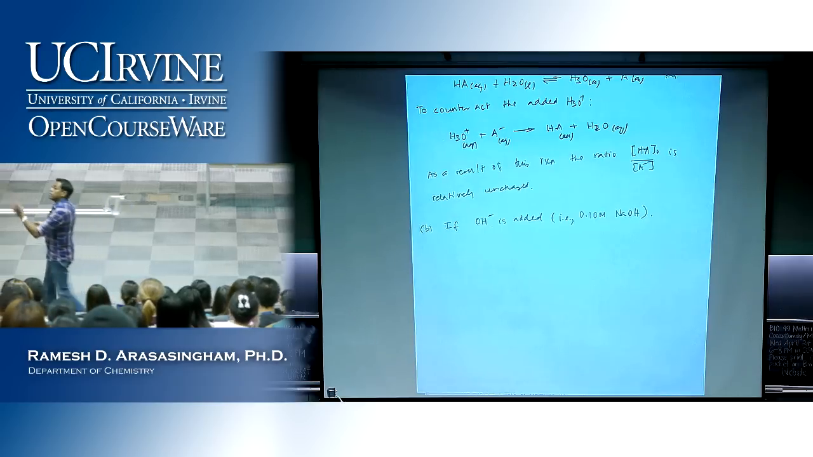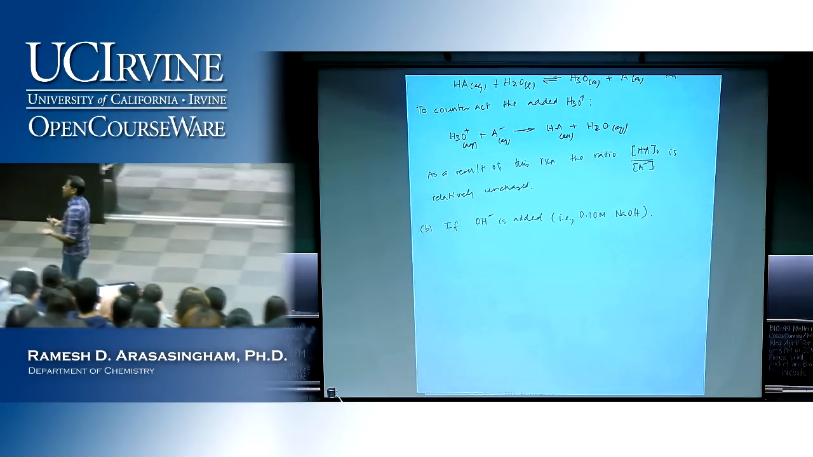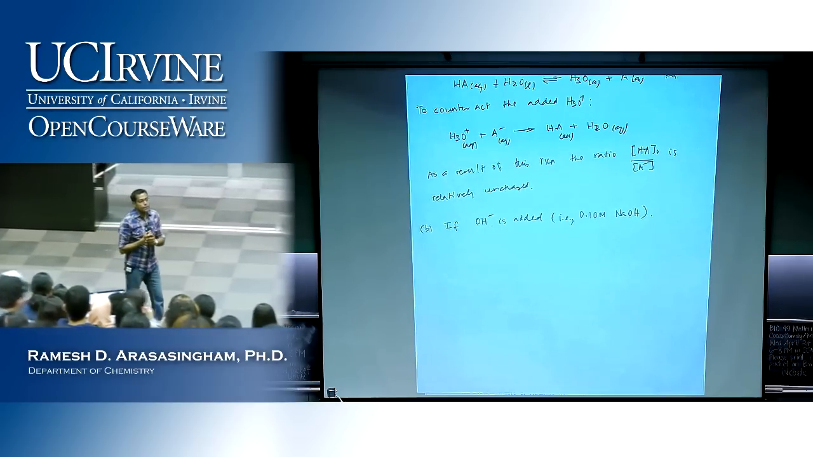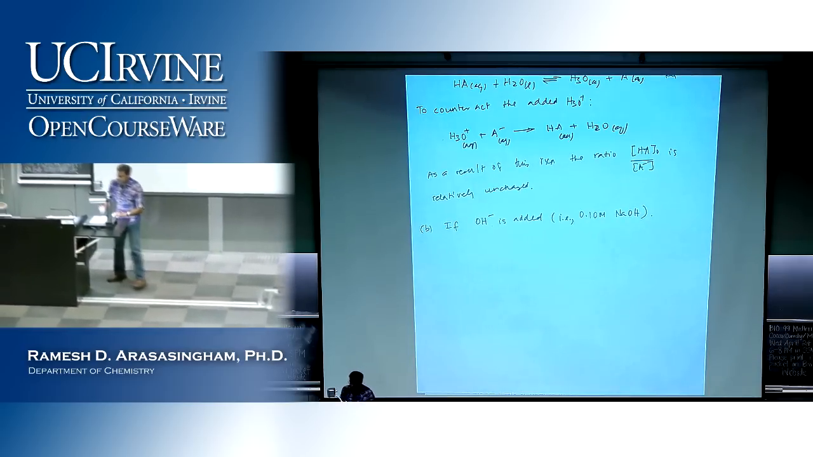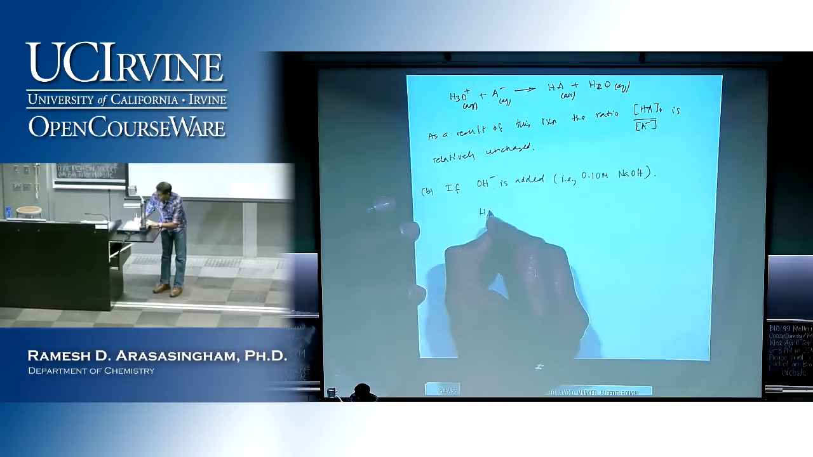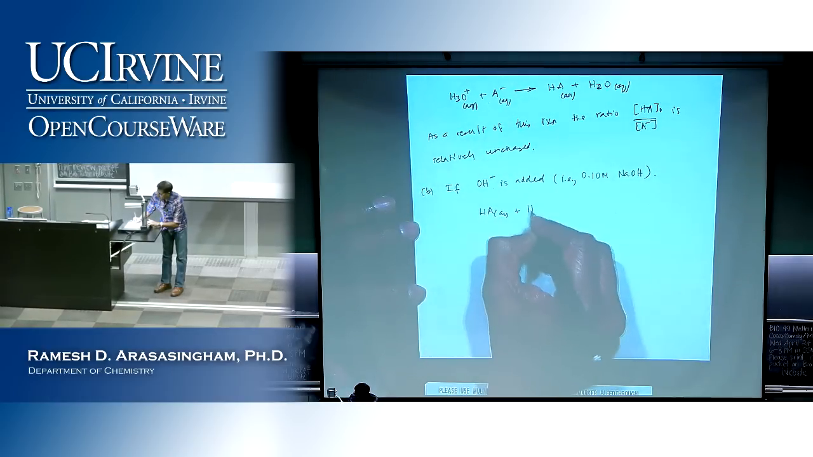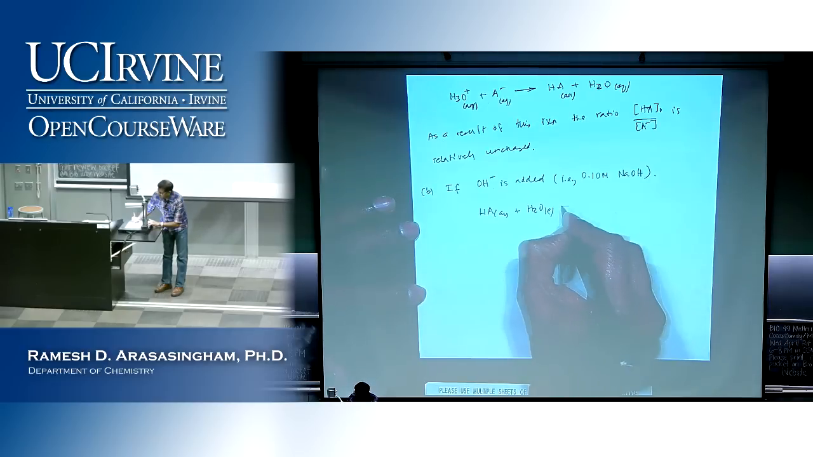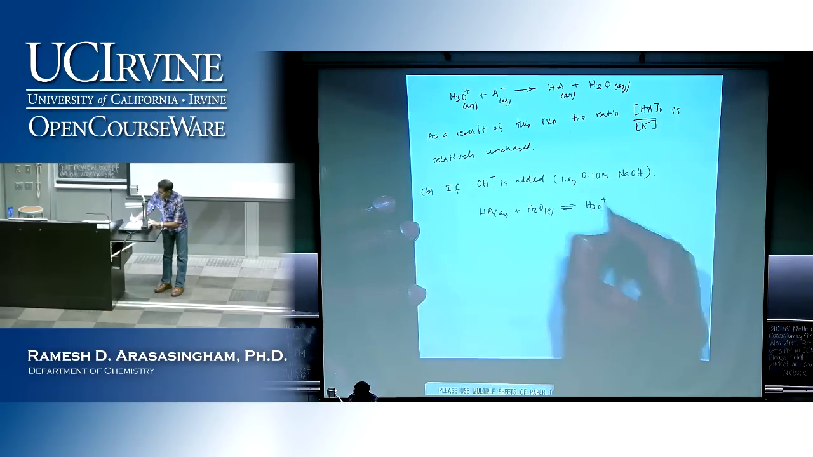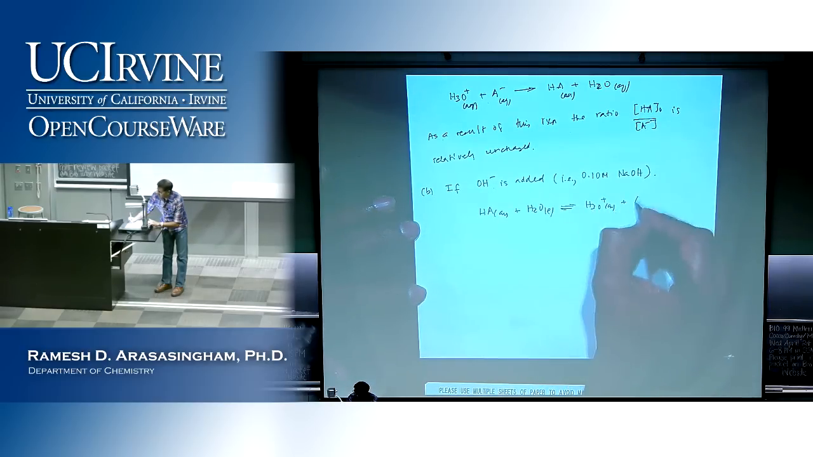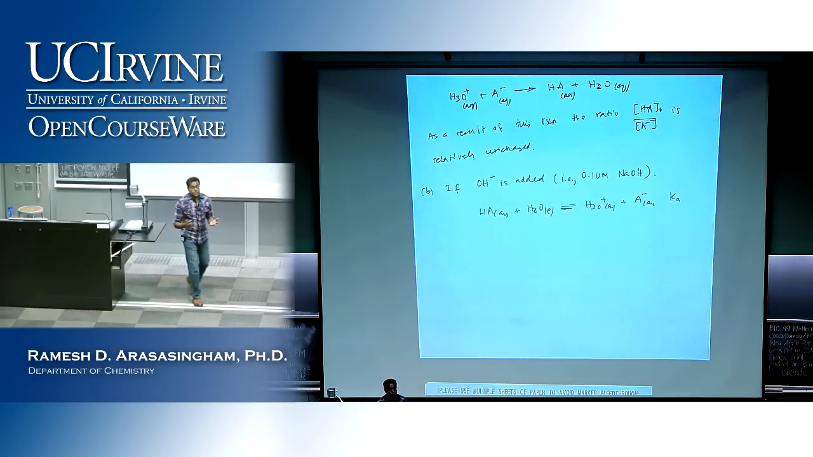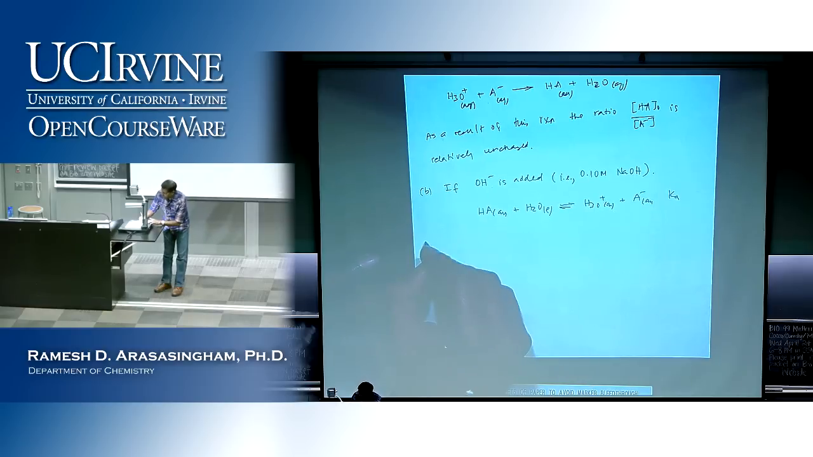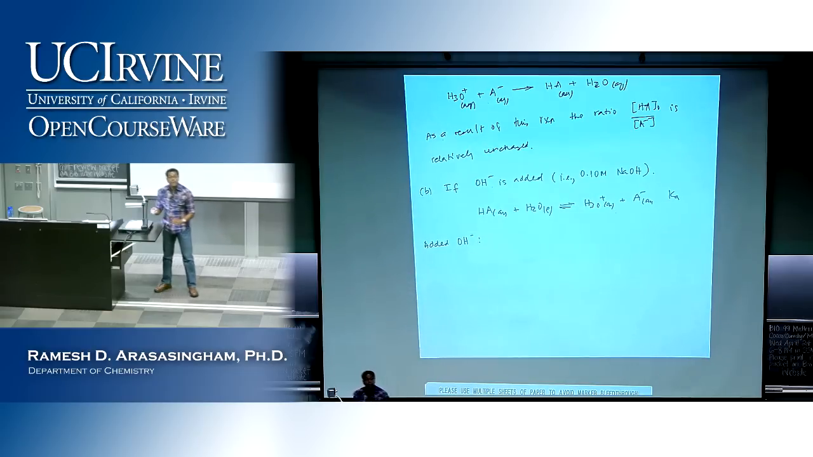But if you add the same amount of hydroxide into a buffer, the pH is altered only very slightly. And let's look at why the pH is altered very slightly. Because if you take this equilibrium, once again, the buffer establishes an equilibrium. And this is the equilibrium that the buffer establishes. Now we're adding OH minus, all right? So added OH minus reacts with the weak acid.